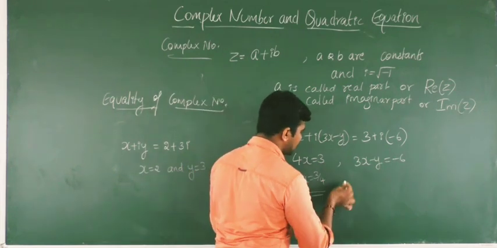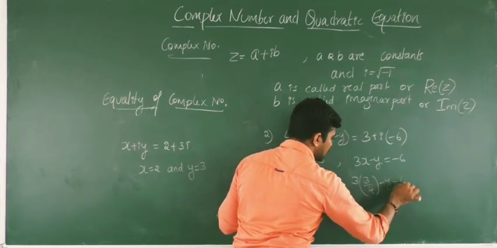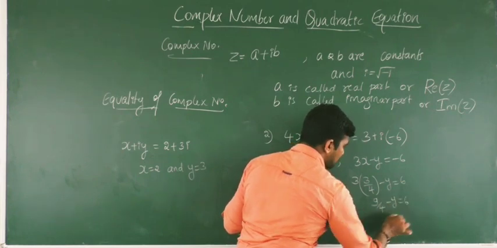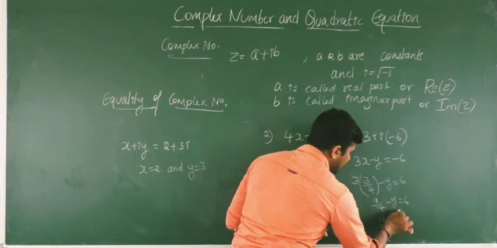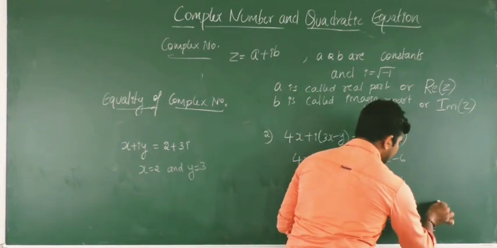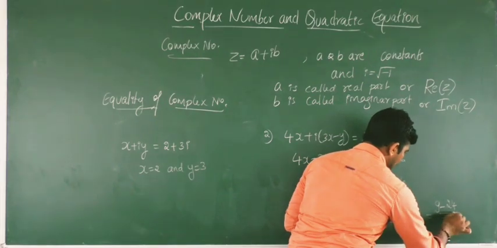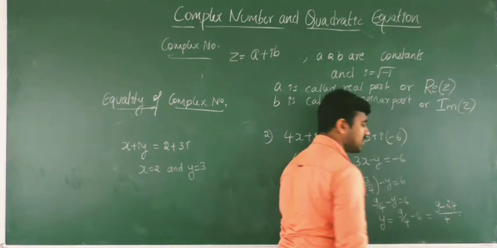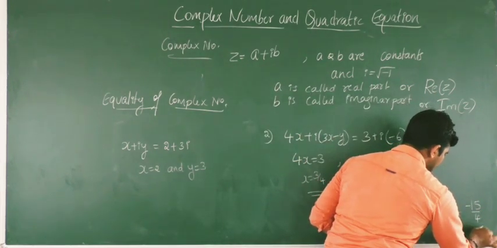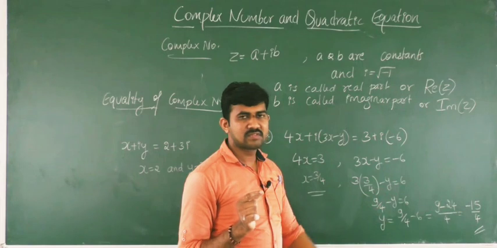And what is the y value? Substitute the value of x here: 3 times 3 by 4 minus y is equal to 6, or this is nothing but 9 by 4 minus y is equal to 6, or y is equal to 9 by 4 minus 6. Now take the LCM here, we get 9 minus 4 into 6, that is 24, so 9 minus 24, all divided by 4, and this is nothing but minus 15 divided by 4. So you got the x value 3 by 4 and the y value minus 15 by 4.